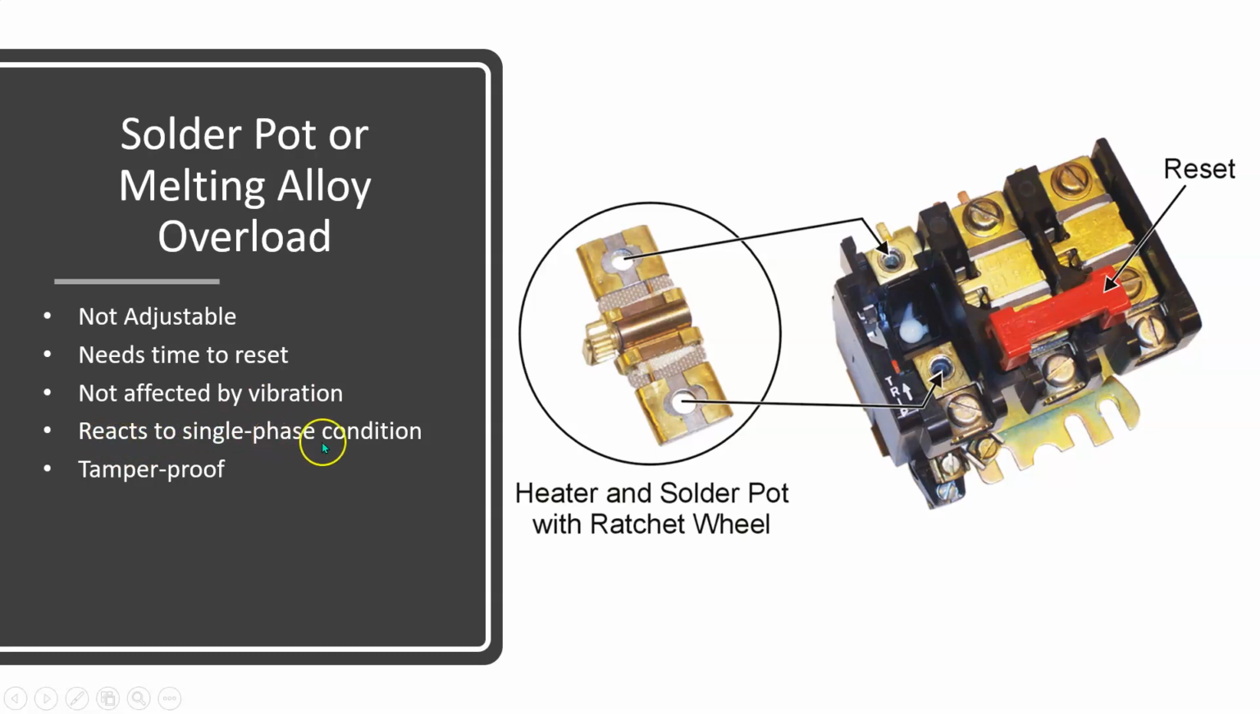It reacts to single phase condition. A single phase condition is when you have, say, a three-phase motor, and one of the phases goes out. That means the other two phases are going to be carrying a lot of current. The motor might still be trying to run, but the current is going to be very high on the other two phases, so having them going through a solder pot helps keep the motor from overloading. And they're tamper-proof for the most part. You can tamper with anything, but these are mainly tamper-proof.